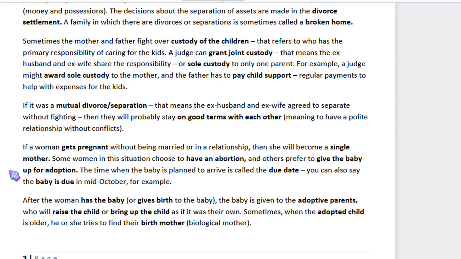The time when the baby is planned to arrive is called the due date. You can also say the baby is due in mid-October, for example. After the woman has the baby, or gives birth, the baby is given to the adoptive parents, who will raise the child, or bring up the child, as if it was their own. Sometimes, when the adopted child is older, he or she tries to find their birth mother, biological mother.